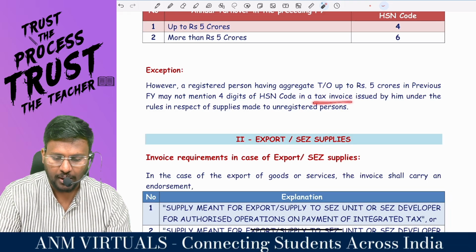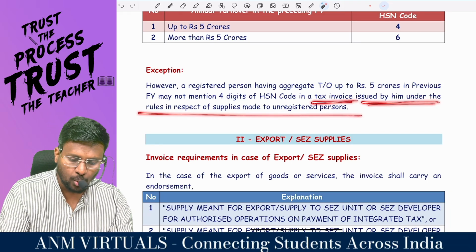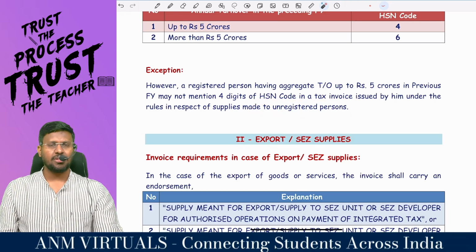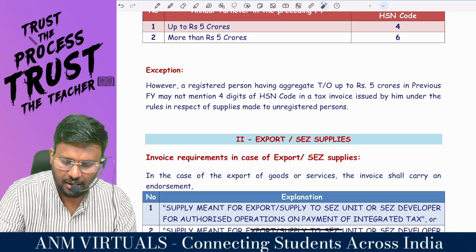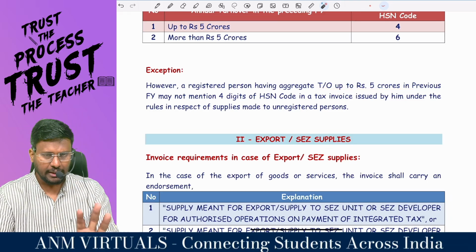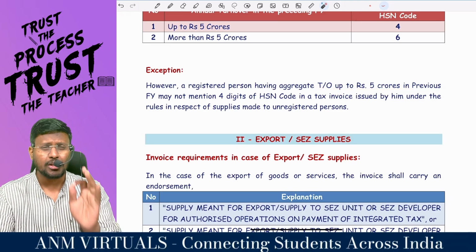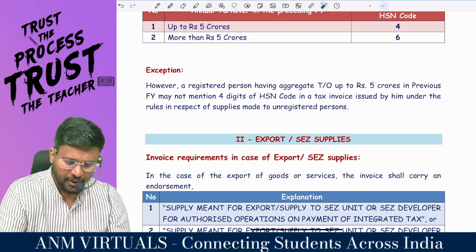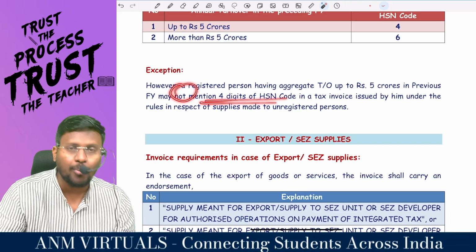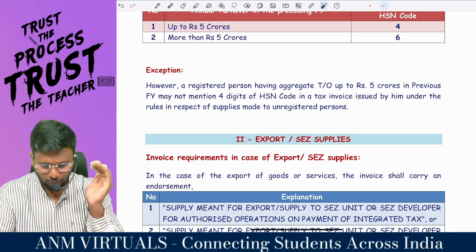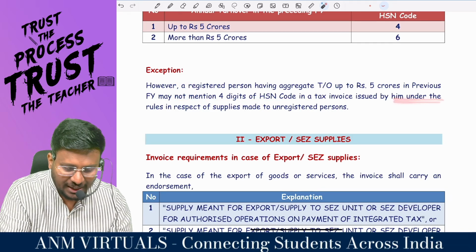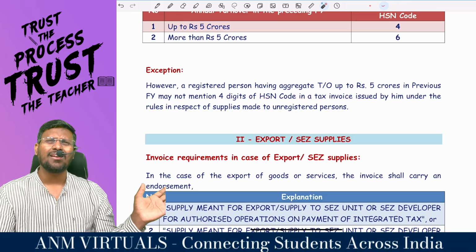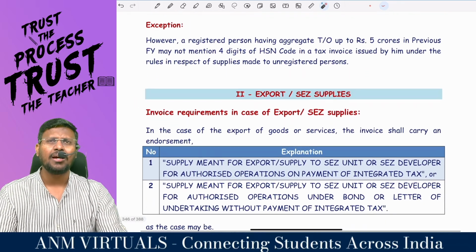HSN code in what invoice? Issued by him under the rule in respect of supply made to an unregistered person. So we are having one exception. What the exception is saying is that if you are a registered person with aggregate turnover up to 5 crore in the preceding financial year, what HSN code is required? He may not mention even that 4 digits in a tax invoice issued by him under the rules in respect of supply made to an unregistered person. If he is making supply to an unregistered person, there is no need to mention the HSN code.